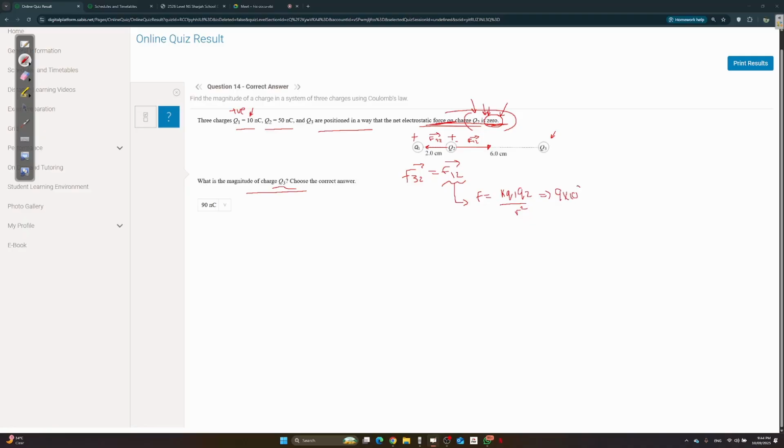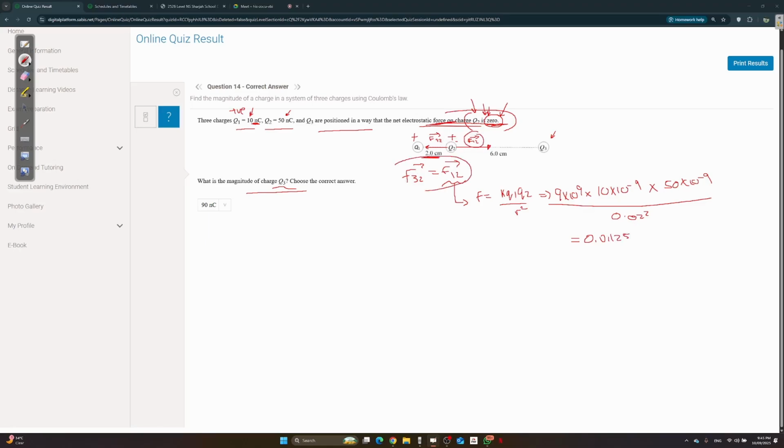So 9 times 10 to the 9, times Q1, which is 10 times 10 to the minus 9 because it's in nano, times Q2, which is 50 times 10 to the minus 9, all over R squared. So it's going to be the distance between them squared, so 0.02 squared. So it's going to be 0.01125. This is the value of F12.